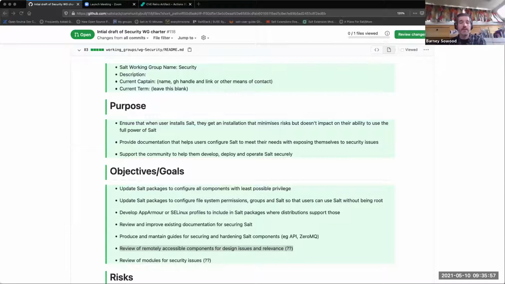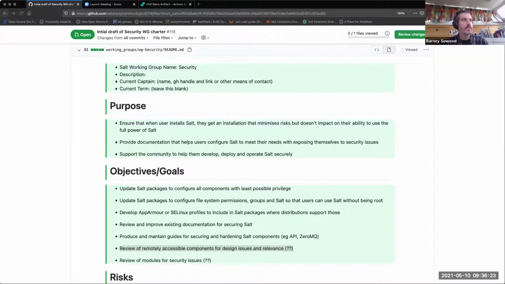Yeah, absolutely. And I think possibly even things like, are there any development guidelines that are security oriented that are published for SALT? Yeah. Not more than what we've got out there for hardening. Okay, just because of things like this last point, review of modules for security issues.